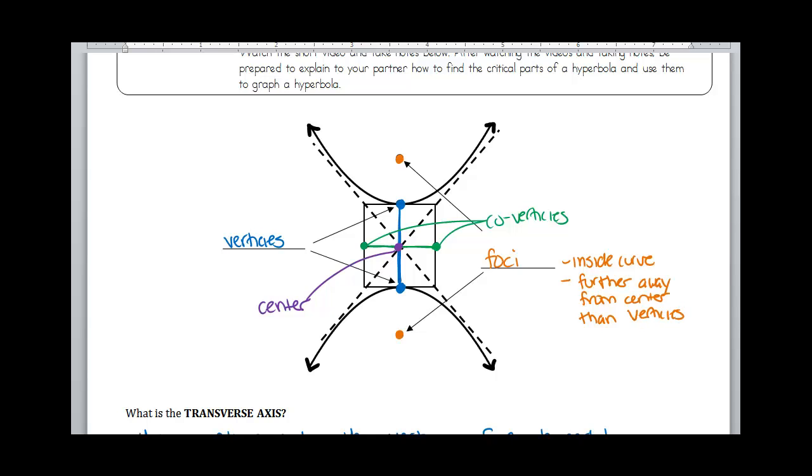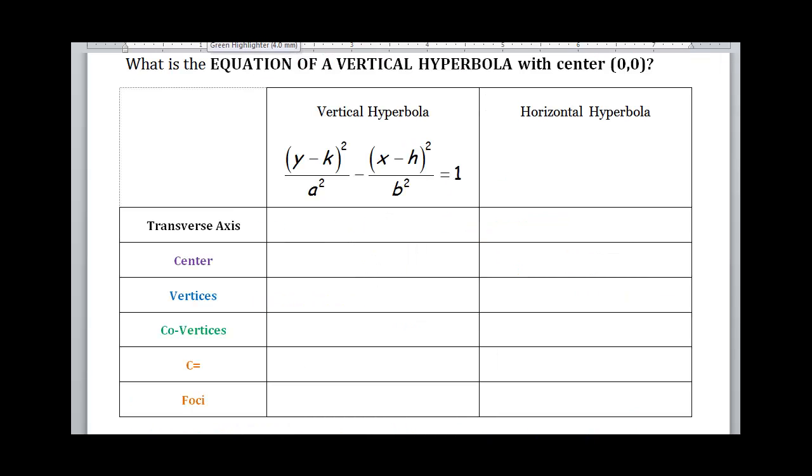Let's now define some of the critical information. What's going to make this a hyperbola versus an ellipse or a circle is the fact that there's a subtraction sign in between the two terms. If you remember, for an ellipse and a circle, these were both addition. What's going to make it vertical is the fact that y is the term that is positive or first.